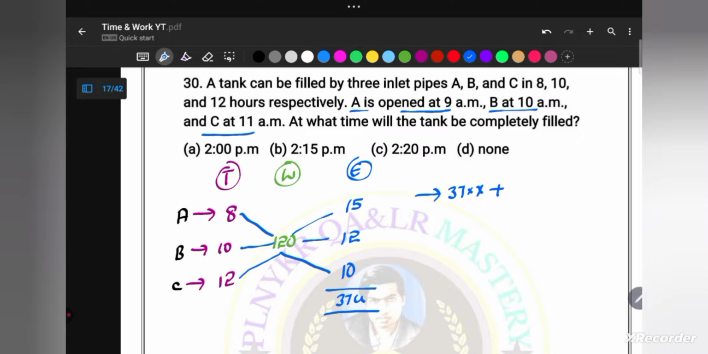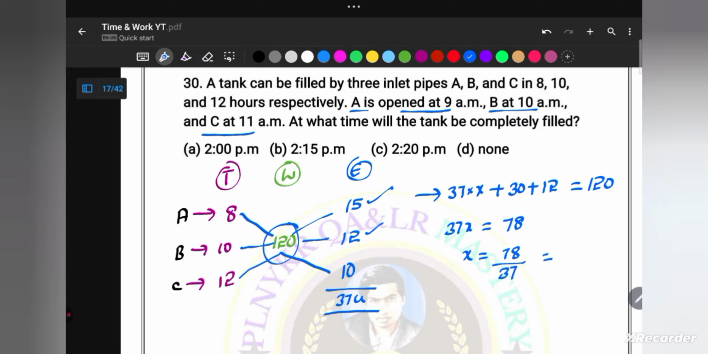Before that, from 9 to 11, A is working. Per 1 hour it is 15, and it is working for 2 hours between 9 and 11, so 30 units of work is done by A. Between 10 and 11, B is also working for 1 hour, so it will be 12. The total work is 120. So 37x will be equal to 120 minus 42, which is 78. So x will be equal to 78 by 37.